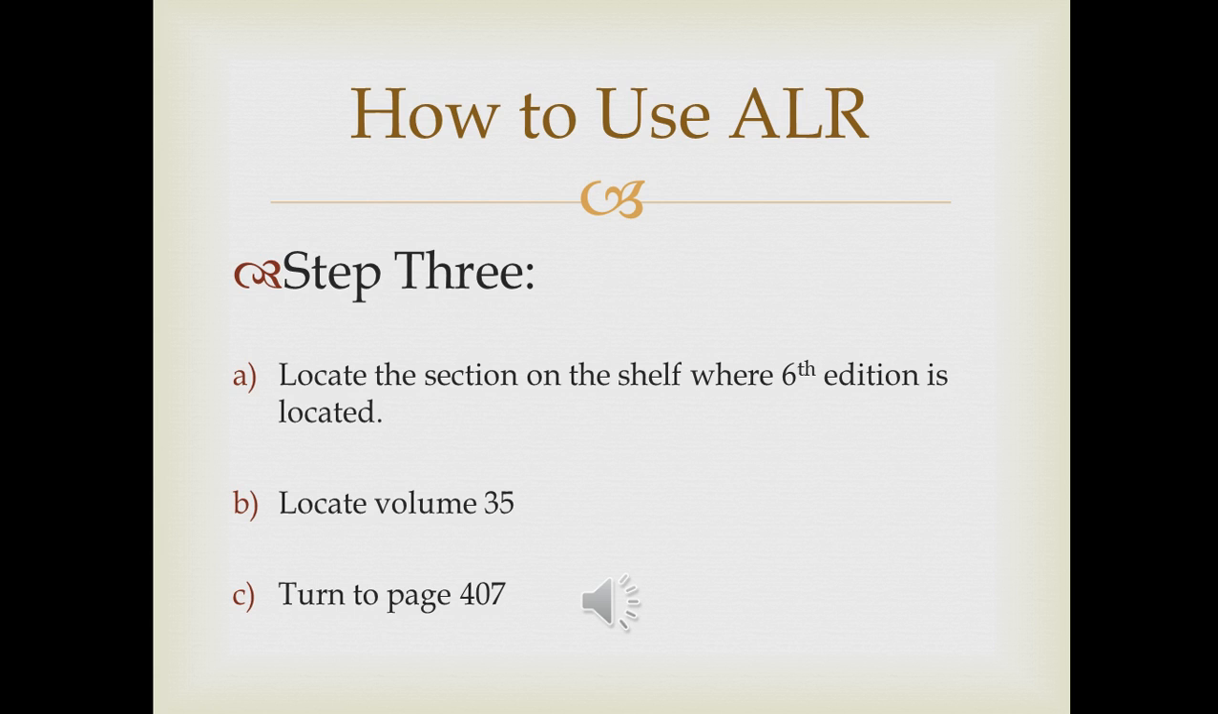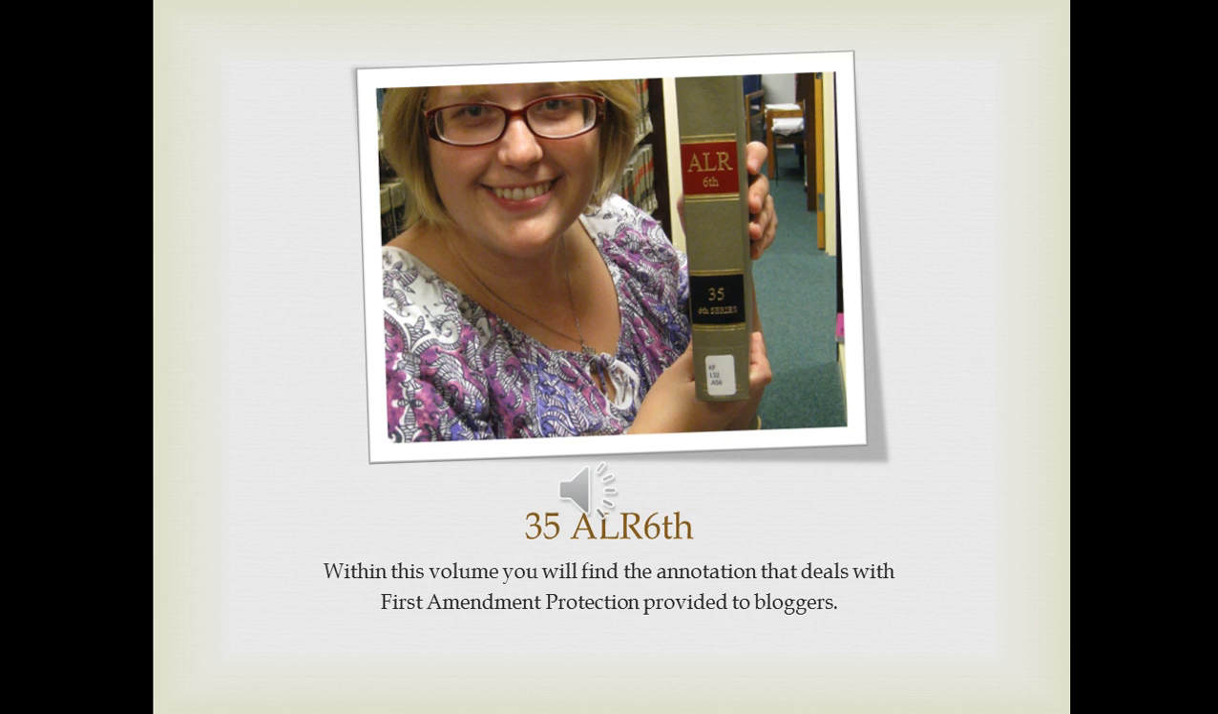Step 3 for using ALR is pretty simple. Locate the section itself where the 6th edition is located. Locate the volume 35, and then just turn to page 407. This is what volume 35 looks like, and our annotation is contained in this volume.